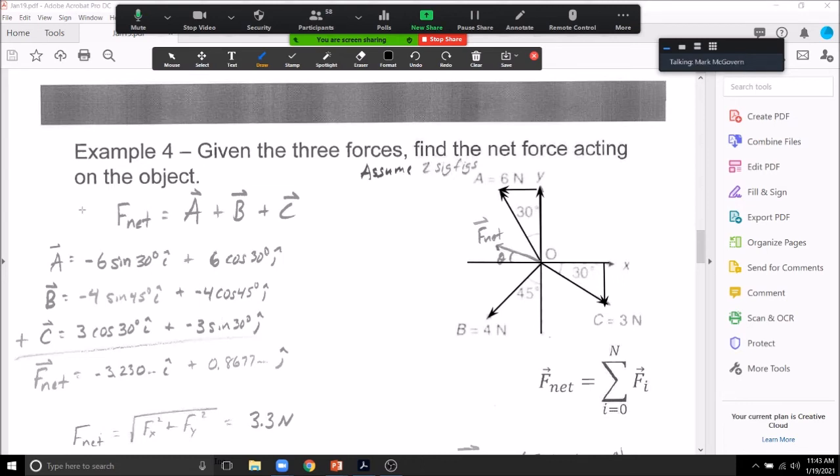So before I move on, is anything unclear about how I determine these three vectors in their component formats? Anything unclear about that?